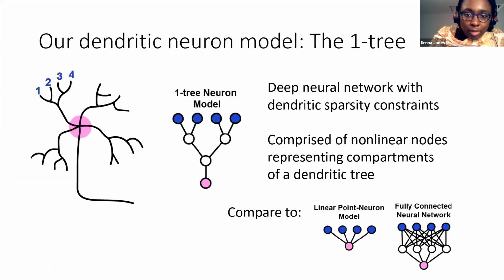So what about my neuron model? I have my input, I have my output. What about my neuron model? And what I suggest for my neuron model is the one tree.